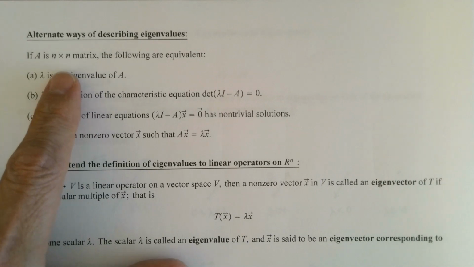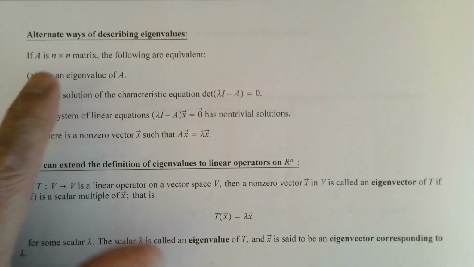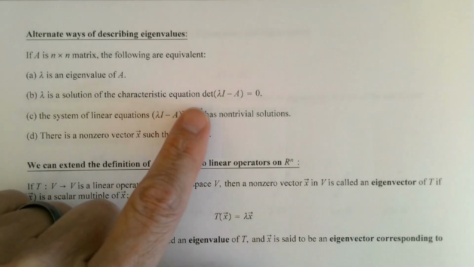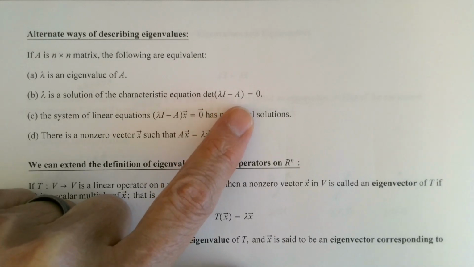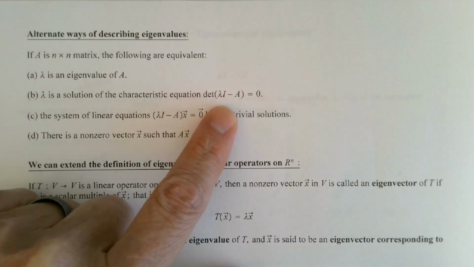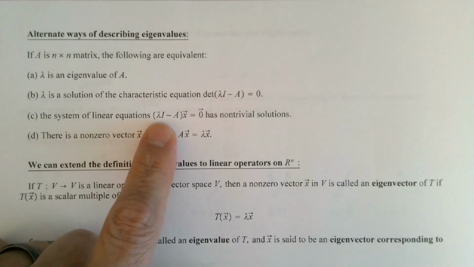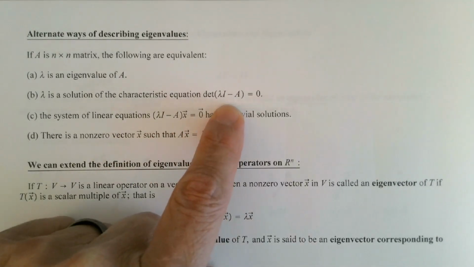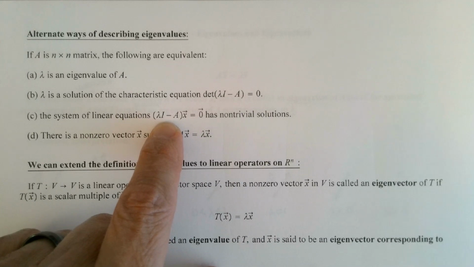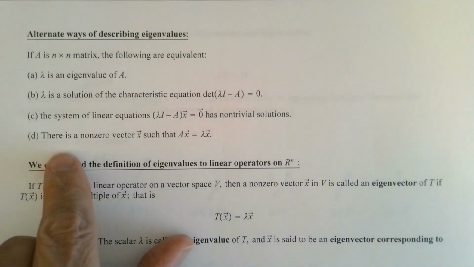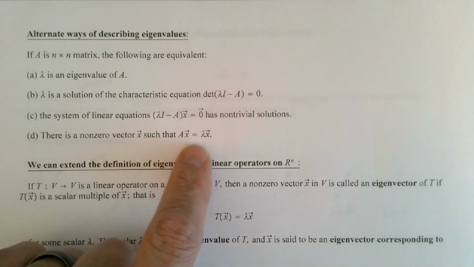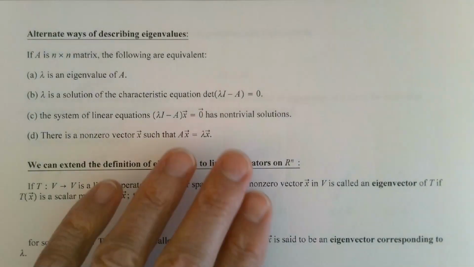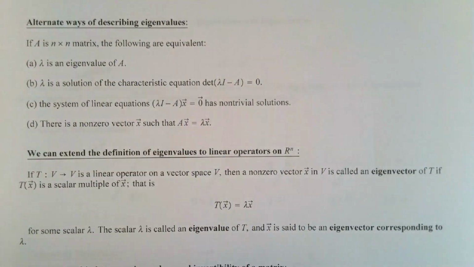So first of all, just a summary: if A is an n by n matrix, the following statements are equivalent. Lambda is an eigenvalue of A. Lambda is a solution to the characteristic equation, the determinant of lambda I minus A equals 0. That's exactly how we found the eigenvalues in practice. The system of linear equations here has non-trivial solutions. Remember, that's what forced the coefficient matrix to be singular. And also equivalent: there is a non-zero vector x such that Ax equals lambda x. In fact, this is the problem we started with. So these are all equivalent ways of saying the same problem, and we are using different parts of this in solving for the eigenvalues.